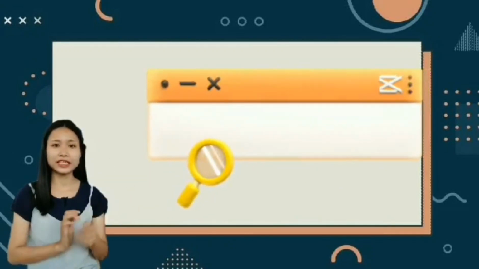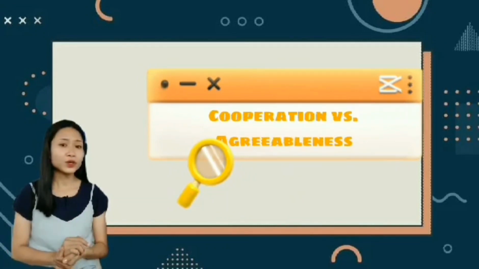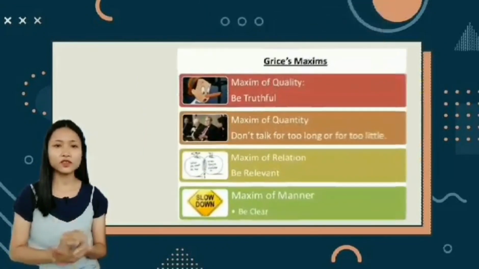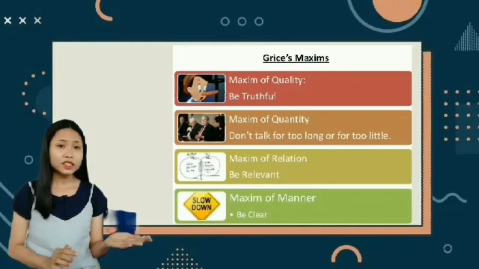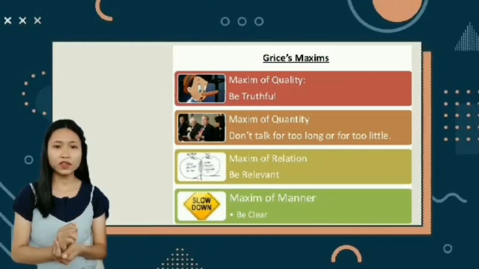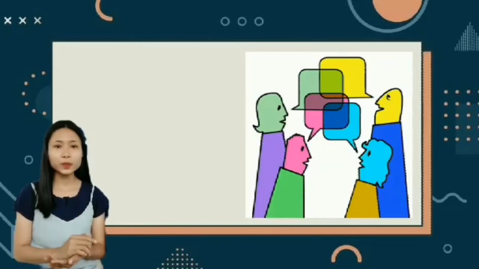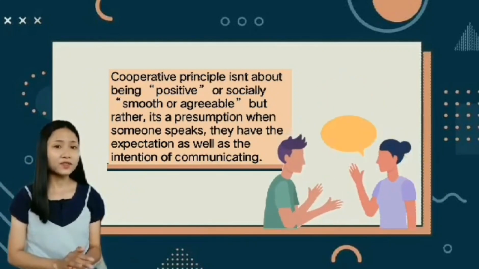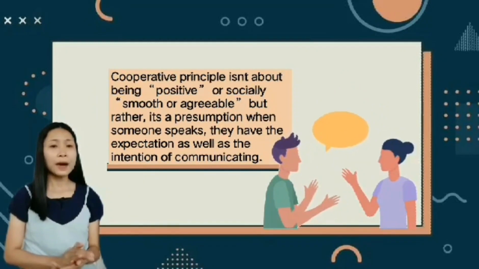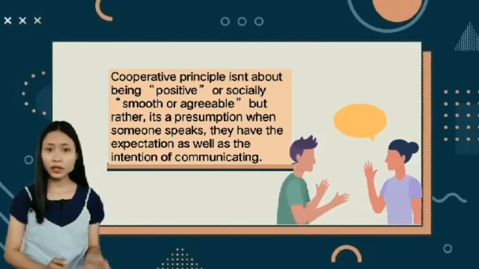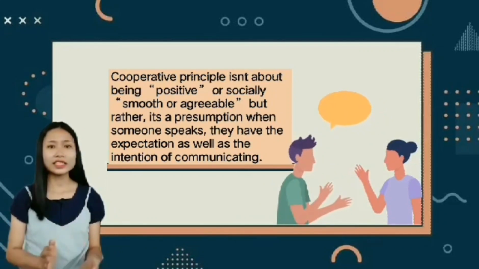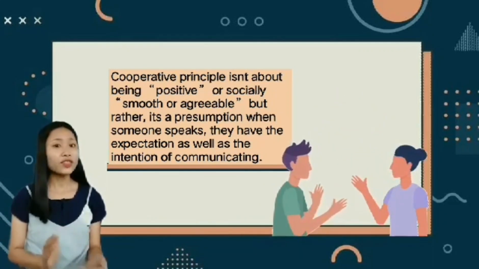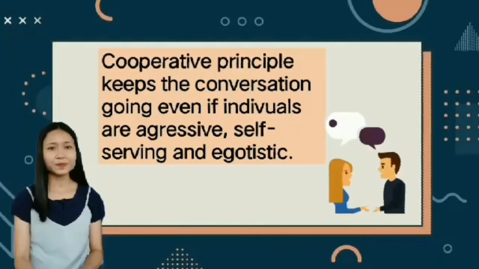Cooperation versus agreeableness. In the previous discussion, my co-reporter tackled the graces of conversational maxims. Maxims tell and show us how to communicate effectively. They describe how people communicate when they want to ensure that others understand them correctly. Istvan believes that the cooperative principle isn't about being positive, socially smooth or agreeable, but it is an idea that when someone speaks, they have the expectation as well as the intention of communicating.